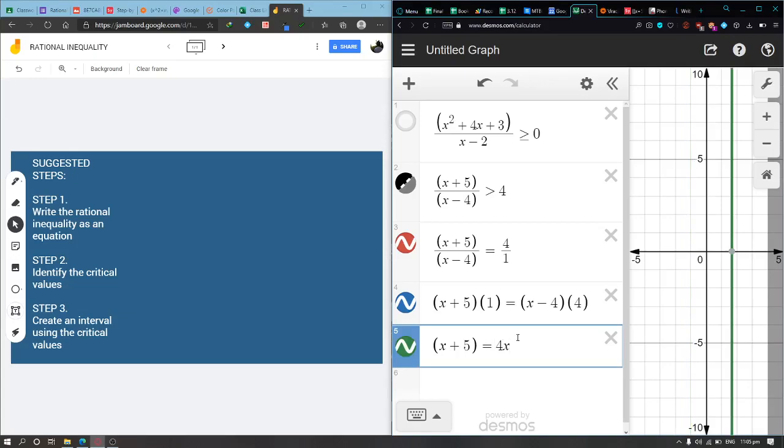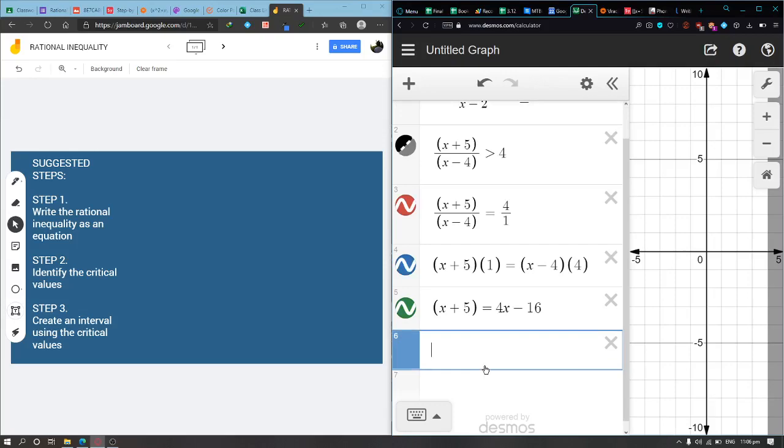Some of you, maybe when you multiply a variable x by 4, you will write it as 4x squared. That is wrong. 4x squared will be the product only if 4 also has a variable x. Since there is no variable x here, 4 multiplied by x is just 4x. And then negative 4 multiplied by 4 is minus 16. And then simplify.